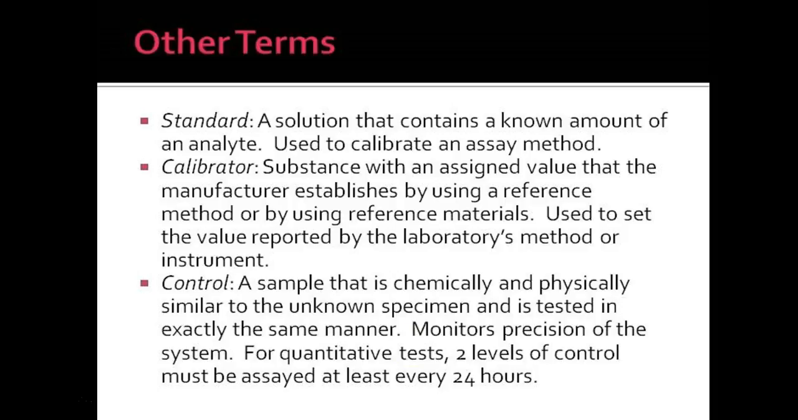When we use quality control in the laboratory, we have a couple different types of things that we use. A standard and a calibrator, which sometimes can be interchanged. They have the same type of material to them. A standard is a solution that has a known amount of analyte. So if you open this vial of liquid, it'll say this has 100 milligrams per deciliter of glucose in it.